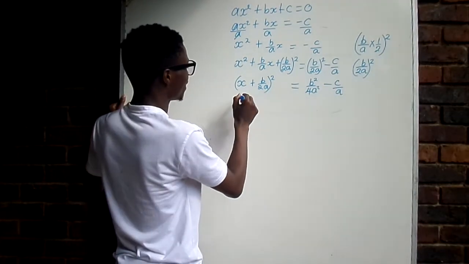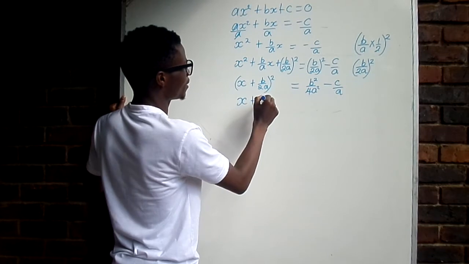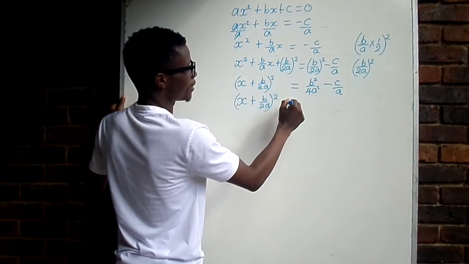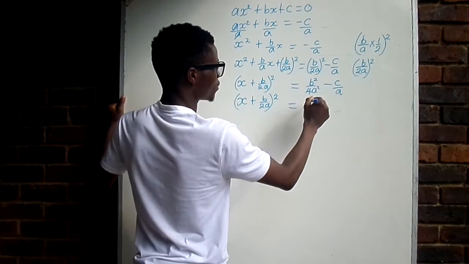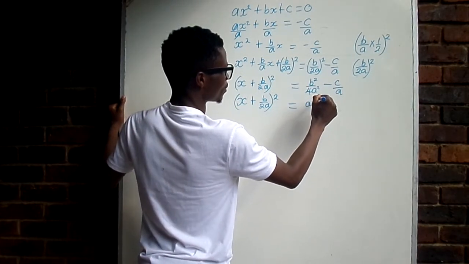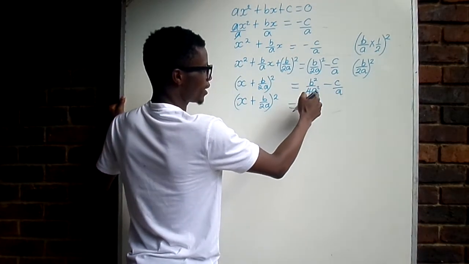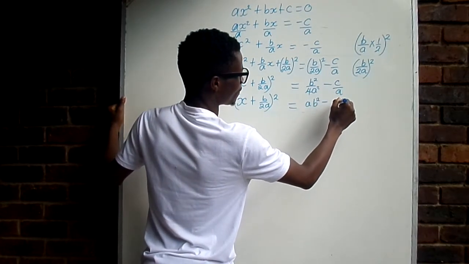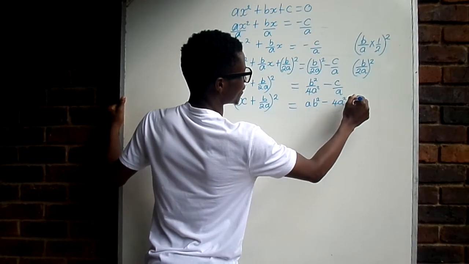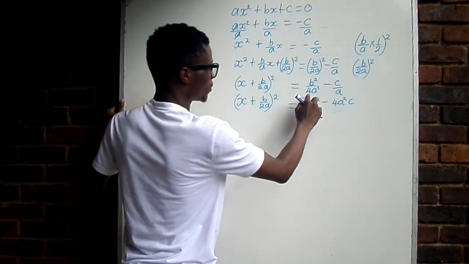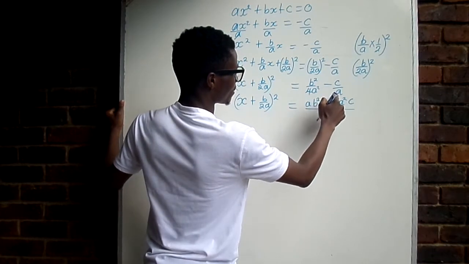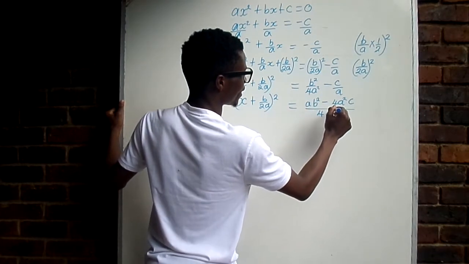So I rewrite my left hand side, x plus b over 2a squared is equal to a times b squared, ab squared. 4a squared times c, we have negative 4a squared c. Multiply your denominators, we get 4a squared times a, that's 4a cubed.